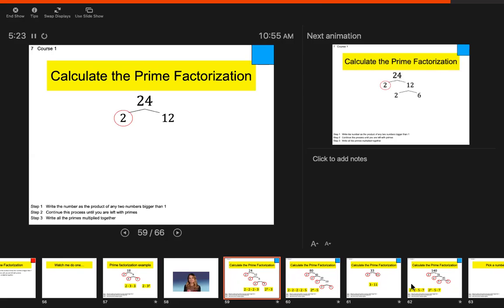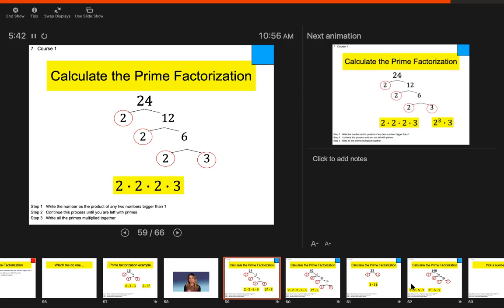12 can be written as 6 times 2, or 2 times 6. We circle 2 because it's prime. And 6 can be written as 2 and 3, and 2 and 3 are both prime. So we can write this as 2 times 2 times 2 times 3, or 2 to the 3rd power times 3. 2 times 2 is 4, times 2 is 8, times 3 is 24.